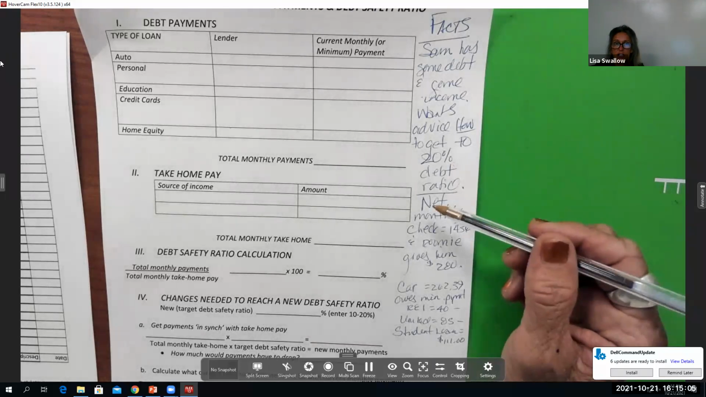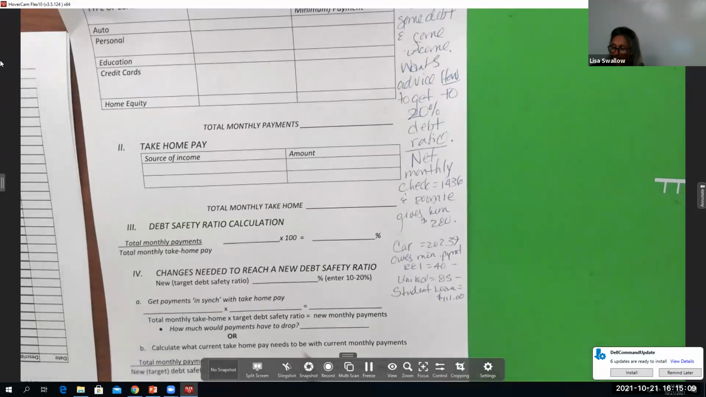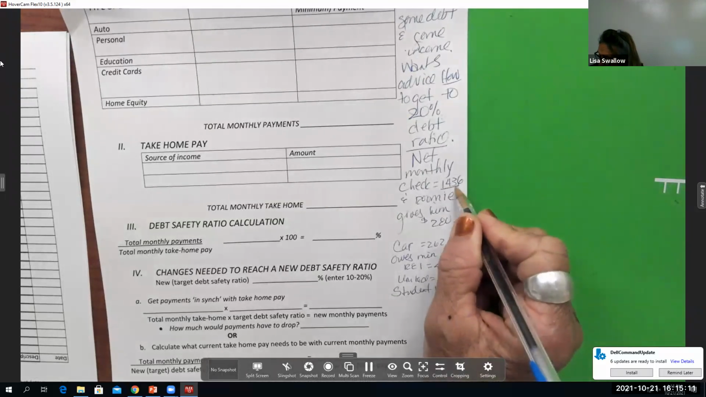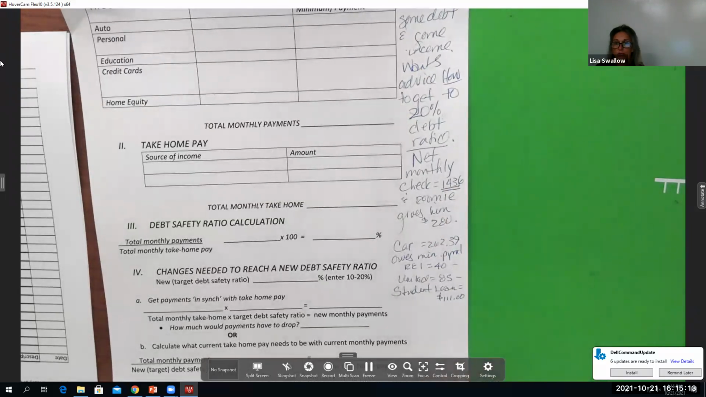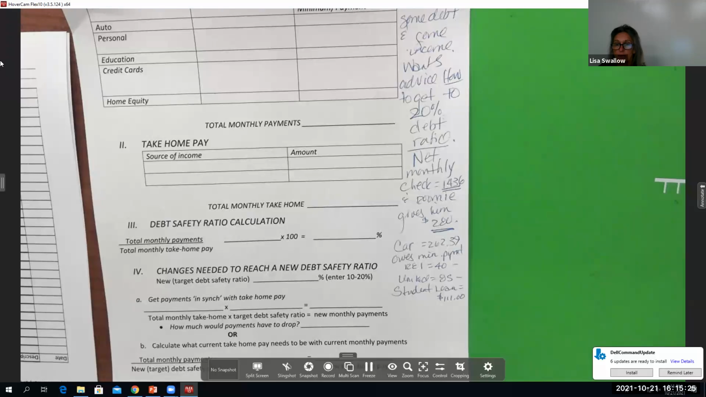So the first thing you need to know is what's going on with Sam's income. And his monthly paycheck is $1,436. And then he has a lease, and he rents out one of the rooms or the office or whatever. And he's got a roommate that gives him $280 a month. So that's his net monthly income.